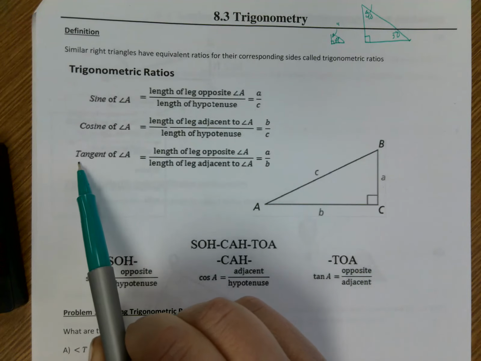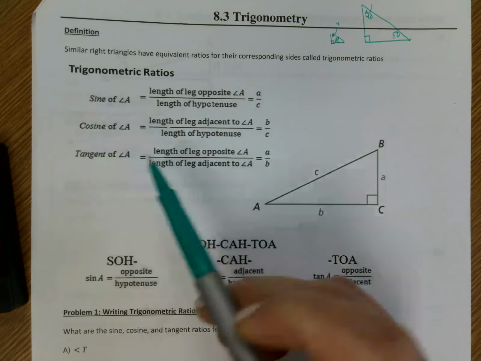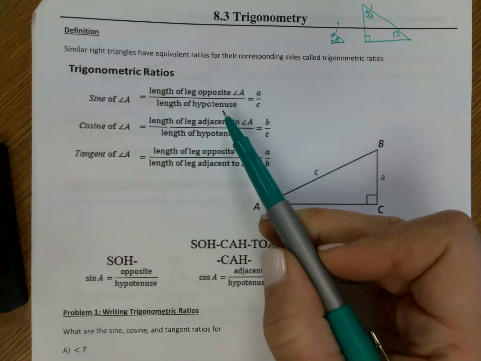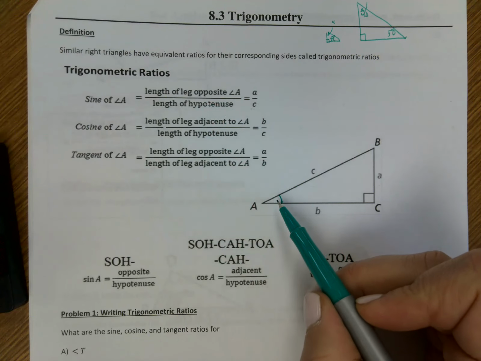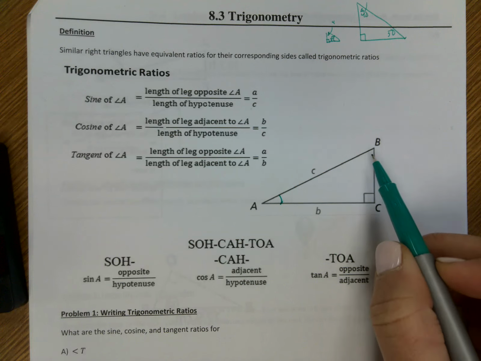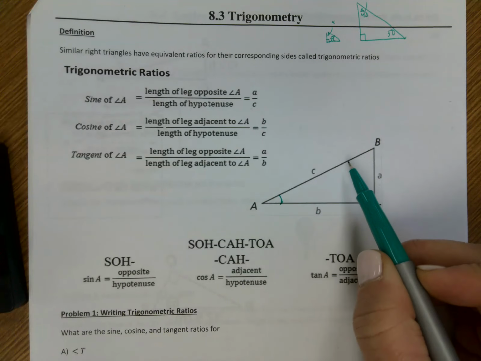So if I'm looking at sine of A, I first look at this angle A right here, and it's the length that's opposite of the angle. So my length that's opposite is A, and my length that is the hypotenuse would be C.